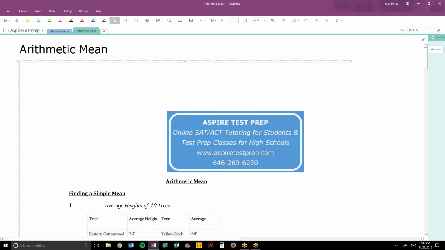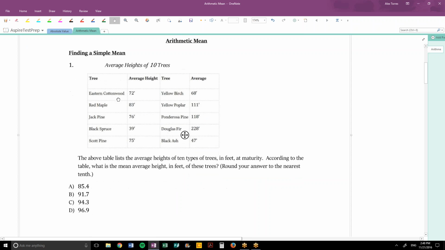The first question gives us the average heights of 10 trees, and it asks us to find the average height of all of the trees. This is a question you're likely to find on the calculator section, and you basically need to enter all of these values into your calculator and divide by 10, because that's the basic way to find an arithmetic mean.